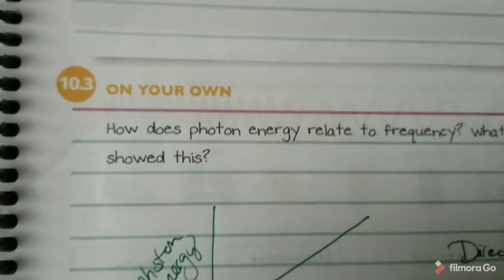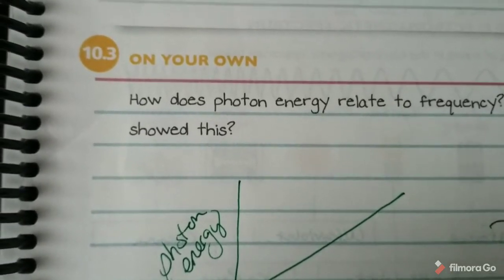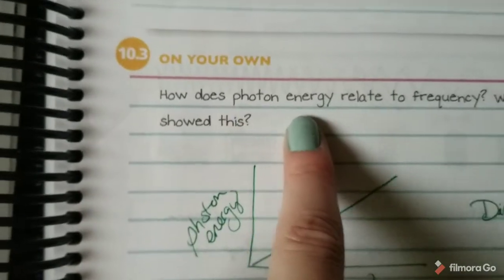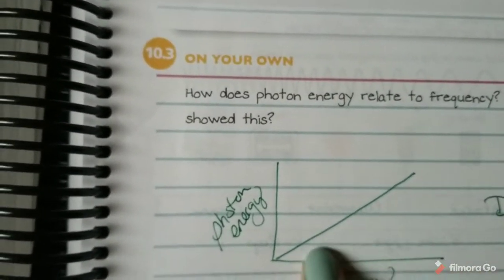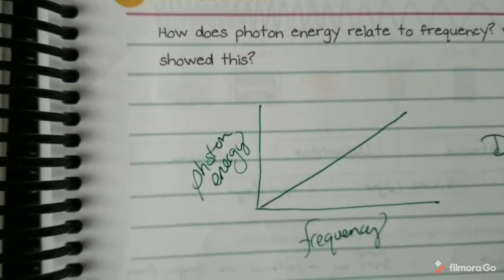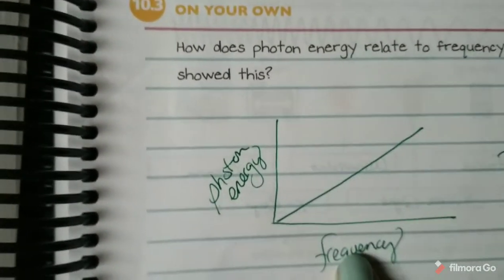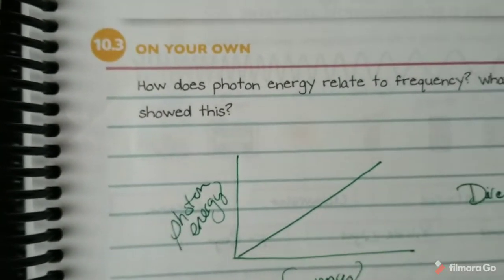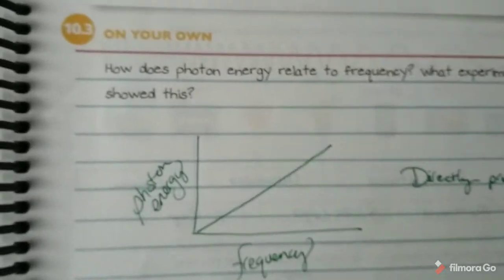Okay, 10.3. How does photon energy relate to frequency? What experiment first showed this? They love to ask multiple questions. All right, so photon energy and frequency are directly proportionate. This is the opposite of inversely proportionate. Directly proportionate means as the one gets bigger, the other also gets bigger. So the graph looks like this, okay? Directly proportionate.